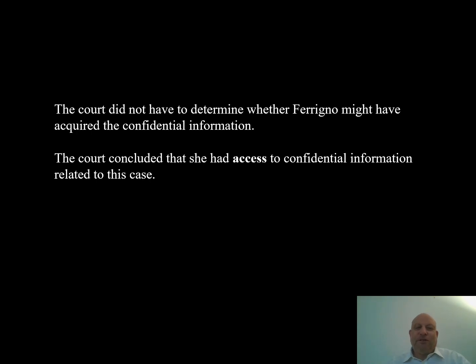The court doesn't have to make a decision as to whether she acquired the confidential information or not. She had access to it. And so, it looks bad. Not that actual damage was done. The damage is that it looks bad. It looks bad for the profession.